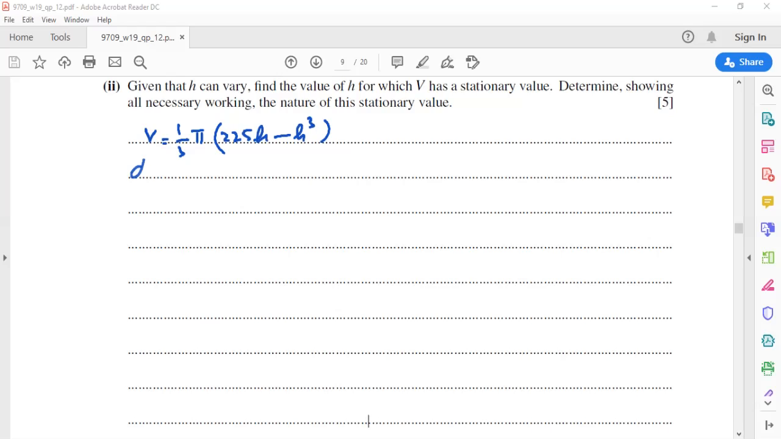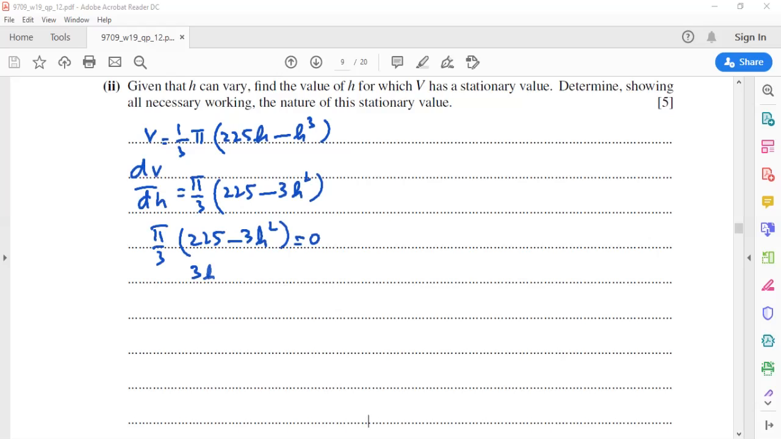So let's find dV by dh, pi by 3 as it is, 225, because the derivative of h is 1, and minus 3h square. Now placing this equal to 0, to find the stationary value, we find that 3h square is equal to 225. So h square is equal to 75 and h is equal to square root of 75, which gives a value of almost 8.66. We do not take a negative value because h is the height here.